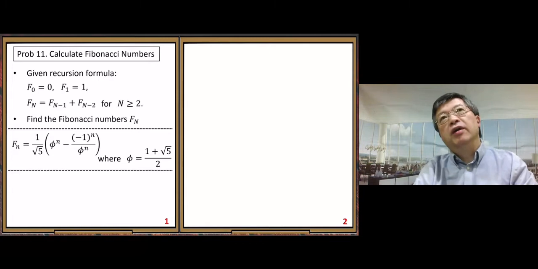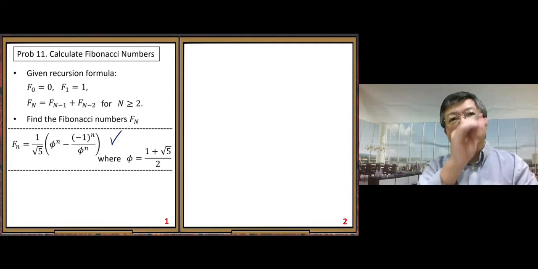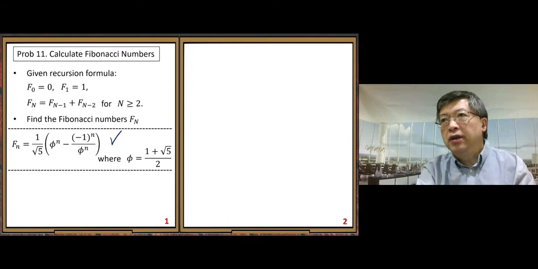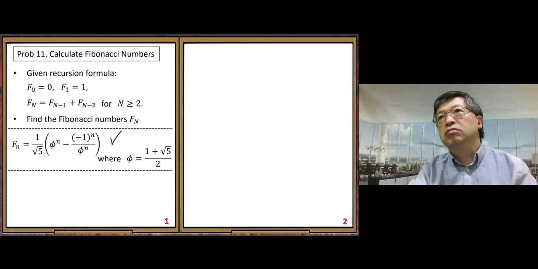Still, our Fibonacci numbers problem. In this problem, we just proved, so I used 3 videos to prove this formula is correct. But now the question is, if nobody gives you this formula, how can you verify it? So we need to guess the correct formula first, then we can verify it using mathematical induction.